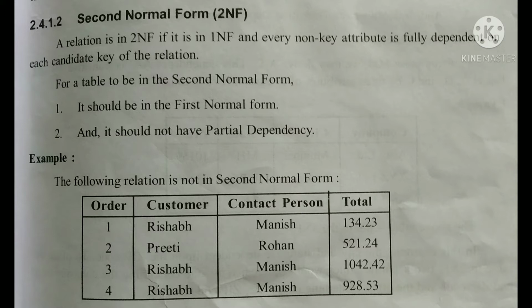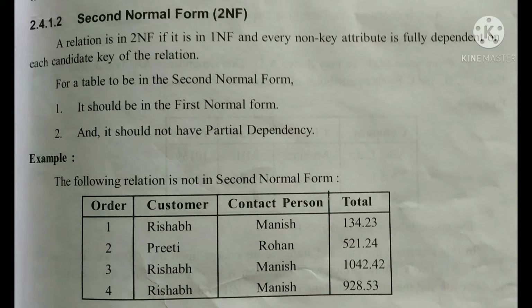In second normal form, a relation is in second normal form if it is in first normal form, and every non-key attribute is fully dependent on each candidate key of the relation. A relation must satisfy all the rules of first normal form to satisfy second normal form.